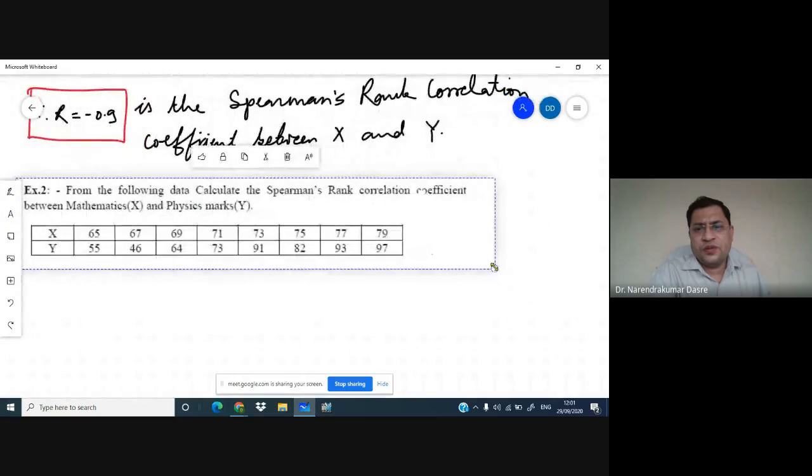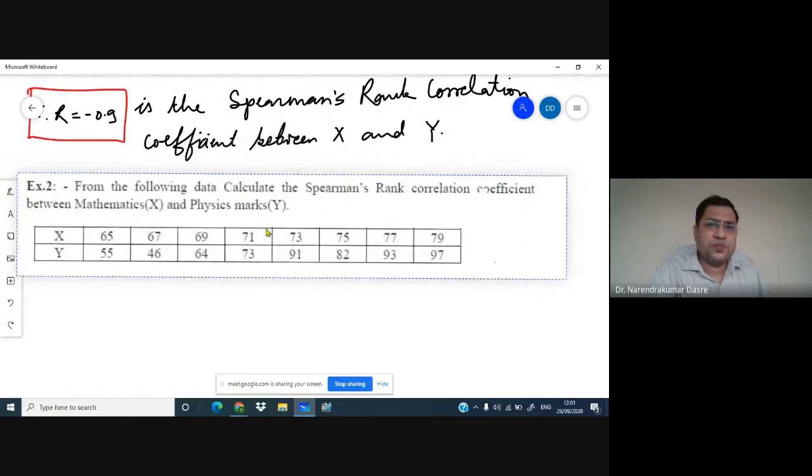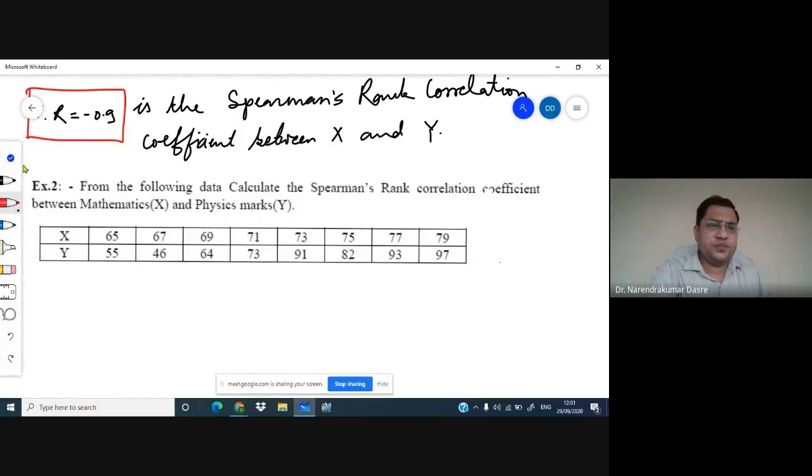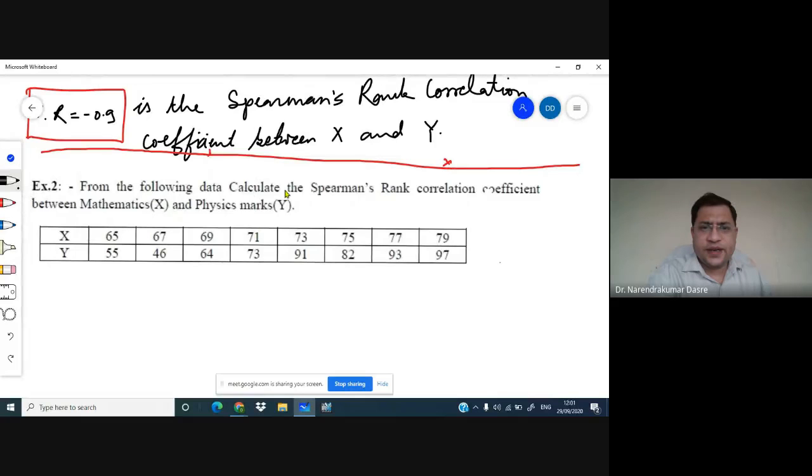So we have another example here. Find from the following data the Spearman's rank correlation coefficient. As I said, we have to be careful about the word rank. Once you get the word rank, that means we have to find a capital R. So we go with the solution.